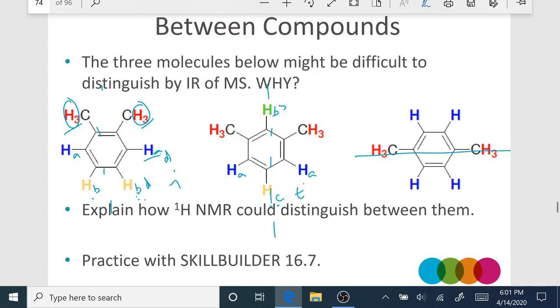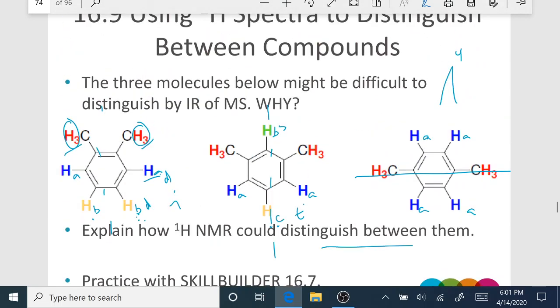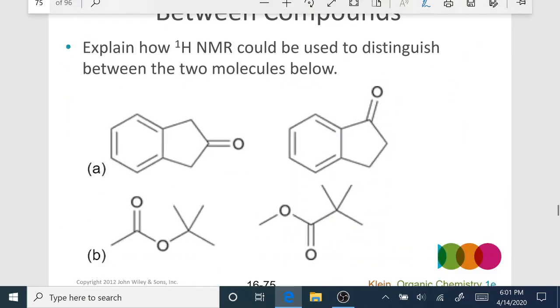On this last one, we've got a mirror plane or an axis of rotation to where all of these blue hydrogens are equivalent to each other, so we're only going to have 1 peak representing 4 hydrogens. So we could use NMR to distinguish between these molecules.